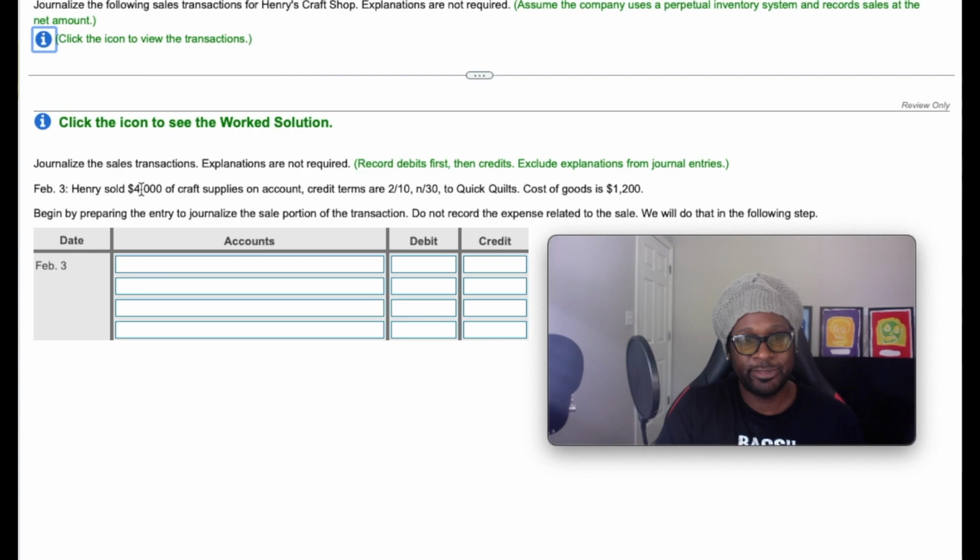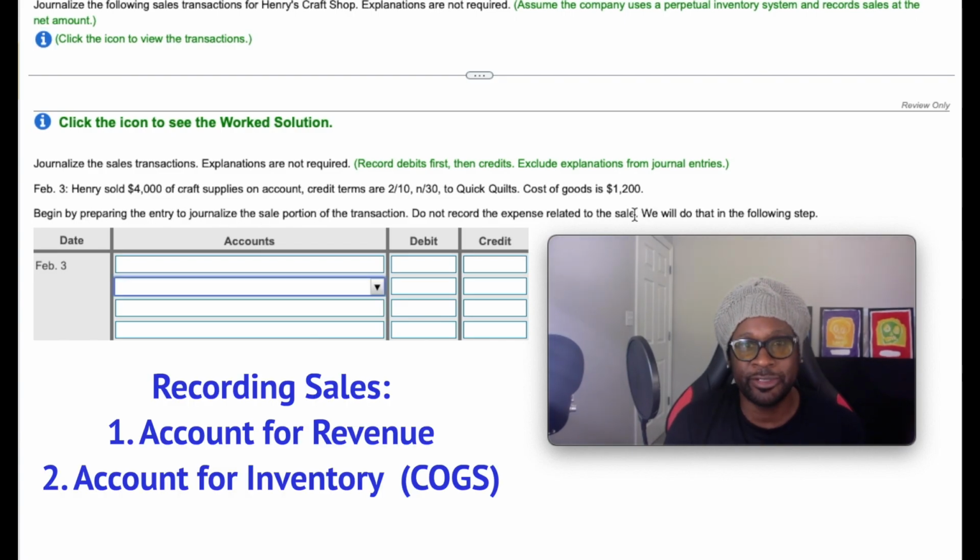It says that Henry sold $4,000 of craft supplies on account, credit terms 2/10, net 30, to Quick Quilts. Cost of goods sold is $1,200, and they want us to record the sale. So we already know the deal, gang. We have two separate transactions that we must account for after every sale: one to account for revenue and the other to account for cost of goods sold.